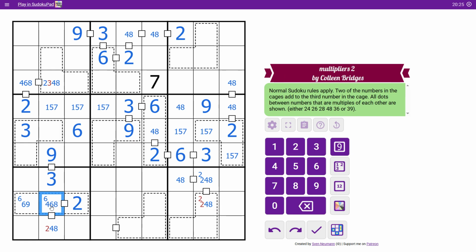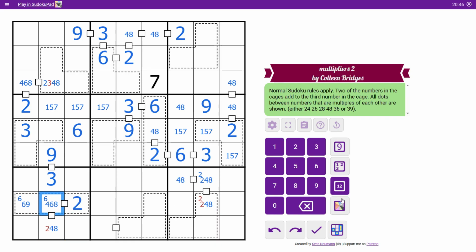Why couldn't we have 2, 6, 8, 3? Did I not look at that combination before? 2, 6, 8. Oh, you can't because there's a 3. There's got to be a 3 there. But I don't think I looked at that combination before, but it can't be that anyway, luckily.